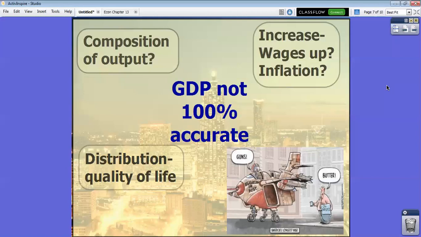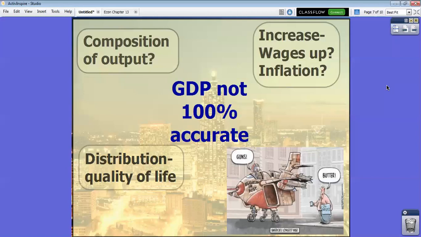Another issue with the GDP not being 100% correct is we've got to consider, did the GDP go up because the production of goods went up, or did the GDP go up because prices went up? So was there inflation? We'll look at in a later section how we take the impact of inflation out of GDP.